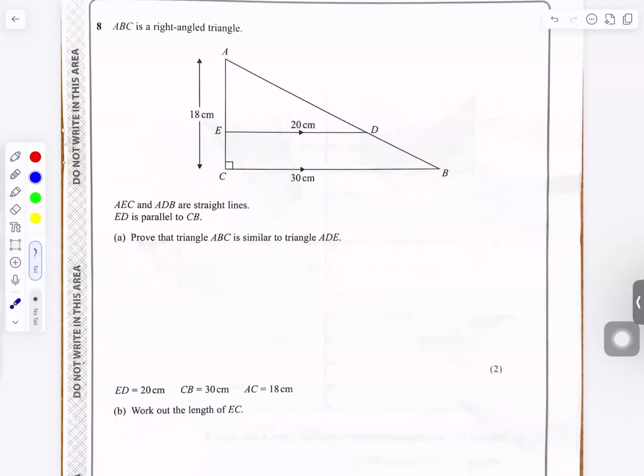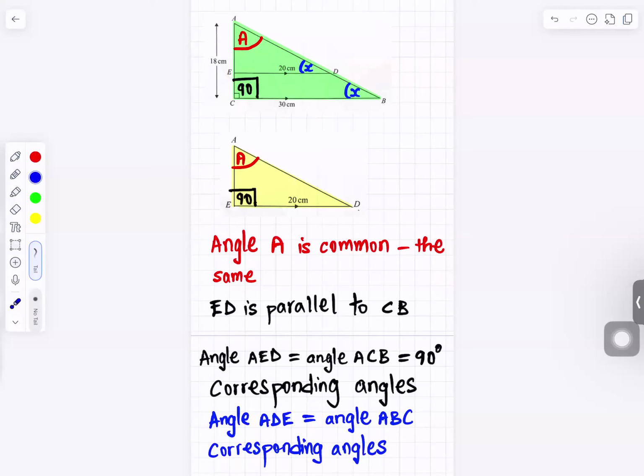Question number 8. ABC is a right angled triangle. AEC and ADB are straight lines. So you can see the straight lines there. ED is parallel to CB. Prove that triangle ABC is similar to triangle ADE. We're talking about two triangles here, ABC and ADE. So we want to show that two triangles are similar. To show that two triangles are similar, let's separate them.